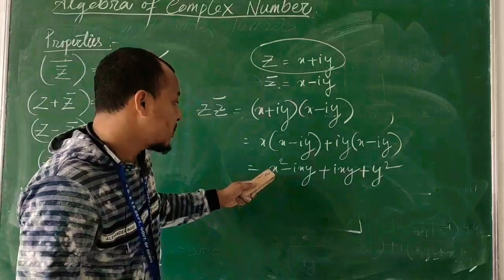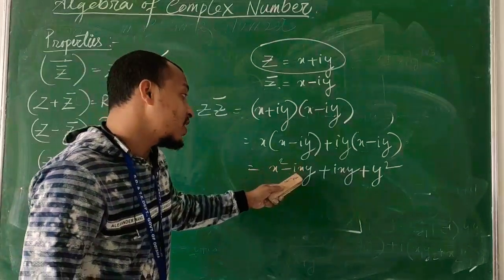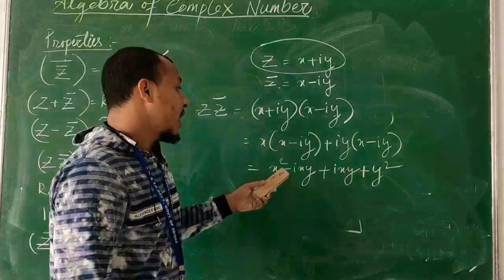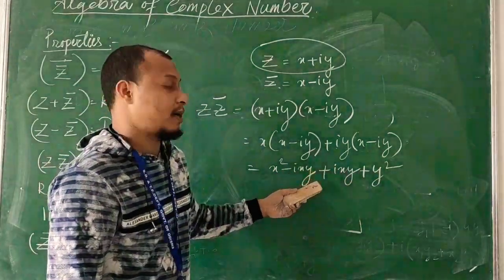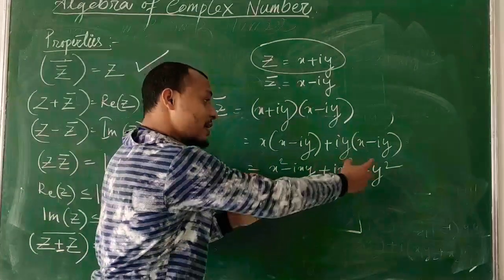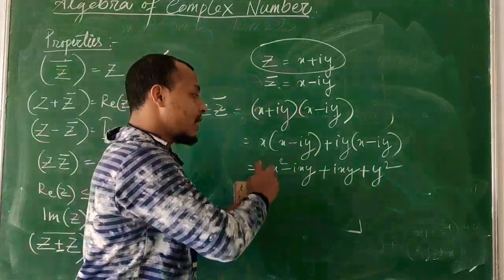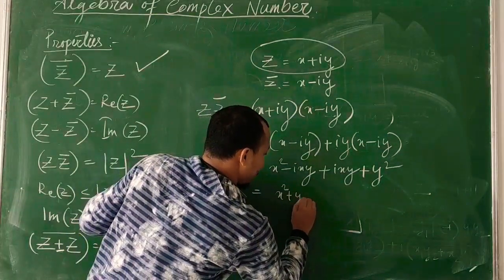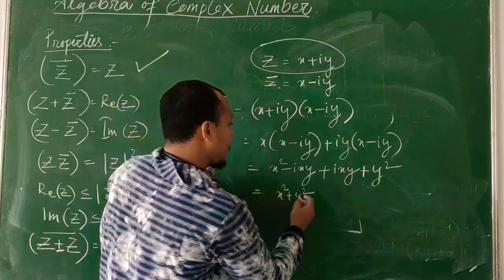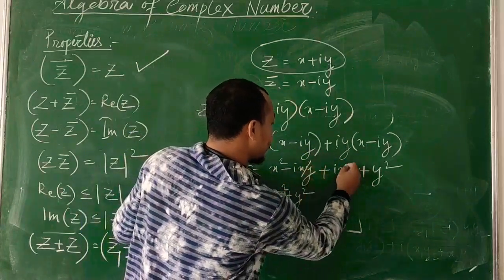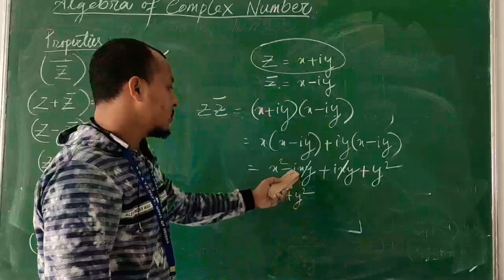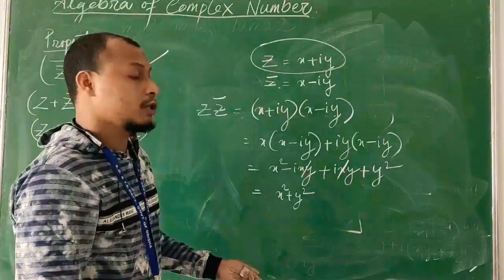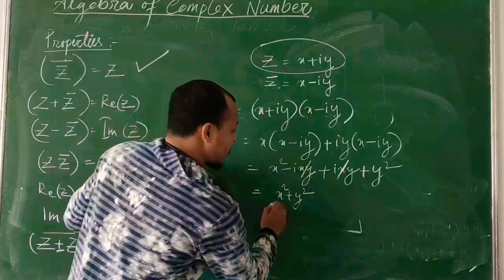Here there are terms which are independent of i and terms dependent on i also. The terms independent of i are the real part and the terms dependent on i are the imaginary part. So we bring the real part to one side and the imaginary part to the other side. So x square plus y square. The other terms cancel each other, because minus ixy plus ixy, minus and plus, vanish each other. Okay. So x square plus y square.